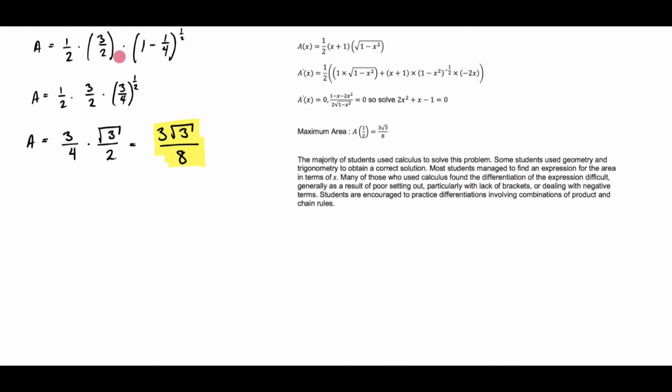Let's now read where the most common mistakes occurred. So the majority of students used calculus to solve this problem. Some students used geometry and trigonometry to obtain a correct solution. Most students managed to find an expression for the area in terms of x. Many of those who used calculus found the differentiation of the expression difficult, generally as a result of poor setting out, particularly with lack of brackets or dealing with negative terms. Students are encouraged to practice differentiation involving combination of product and chain rules. So just make sure you're not making any of those mistakes.